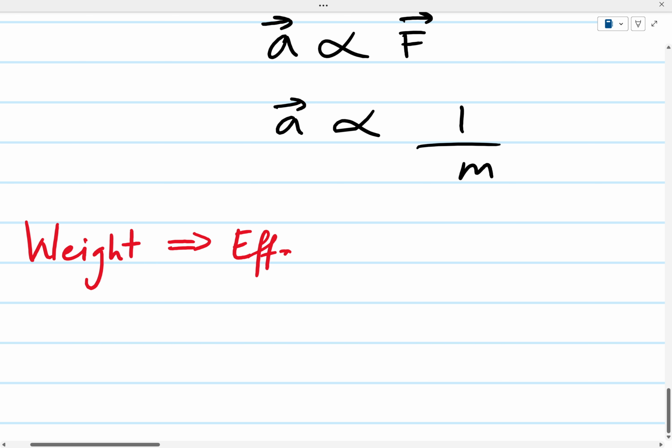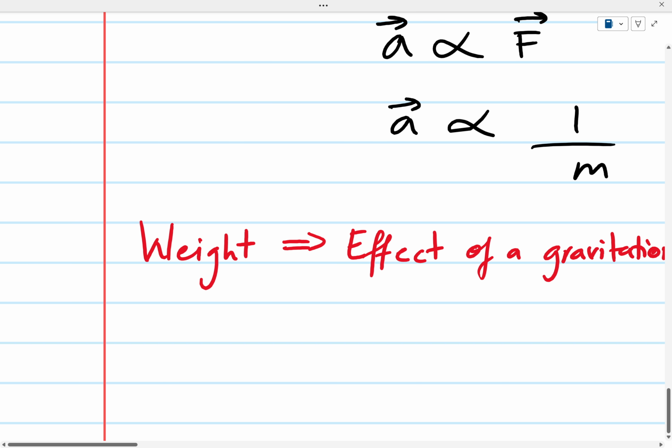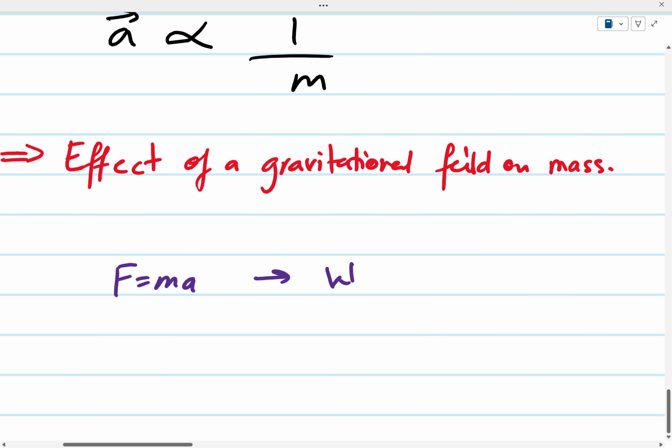Alright. So it's really the effect of a gravitational field on some mass. Really and truly, we're looking at the acceleration due to gravity. We can make the assumption that F is equal to ma, and that a would be the acceleration due to gravity when we change it to weight. G on Earth would be what?